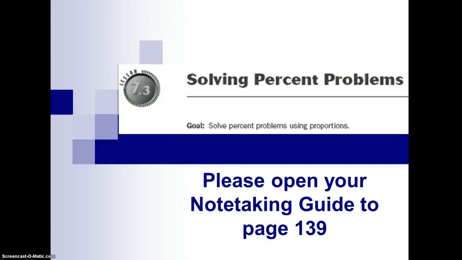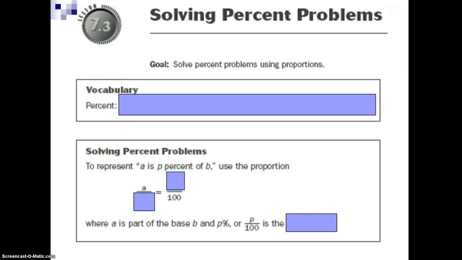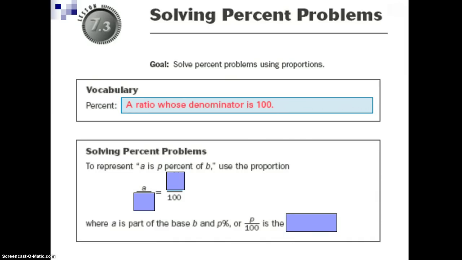Lesson 7.3, Solving Percent Problems. Percent is a ratio whose denominator is 100. To represent "A is P percent of B," use the proportion A over B equals P over 100.